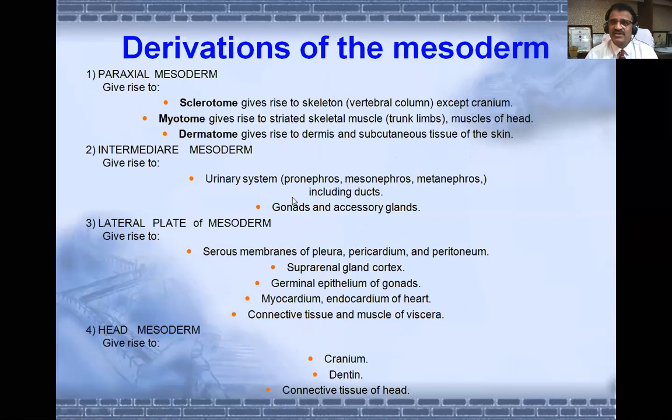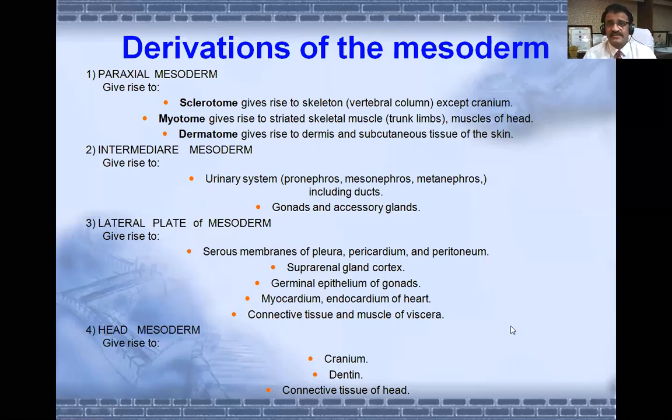Now derivatives of mesoderm we have seen at length during the chart study. Here you can see paraaxial mesoderm, intermediate mesoderm, lateral part of mesoderm, and head mesoderm give rise to what? So these are the details of each type of mesoderm. We have discussed this during the explanation of that table. In a tabular form you have studied. The same thing has been brought here in a text form to show you more details of the mesoderm.